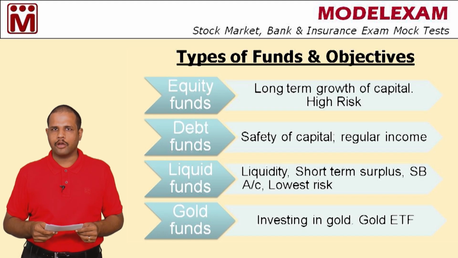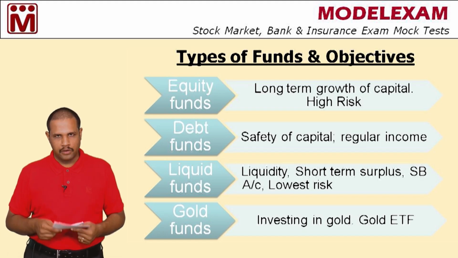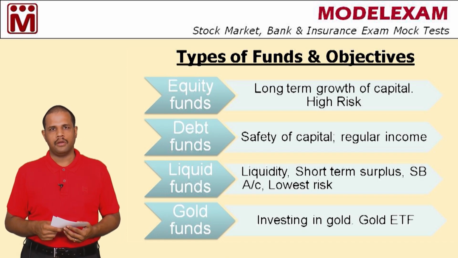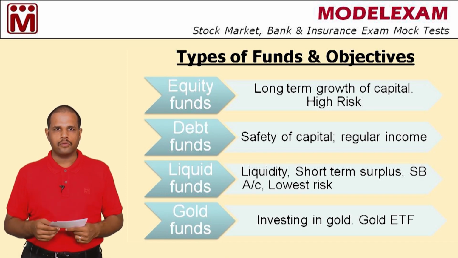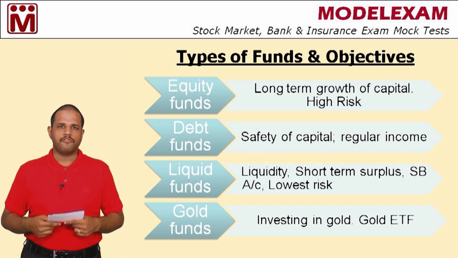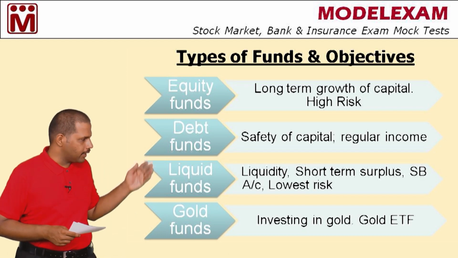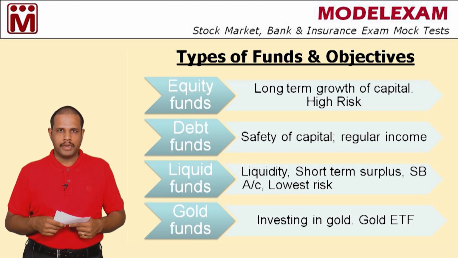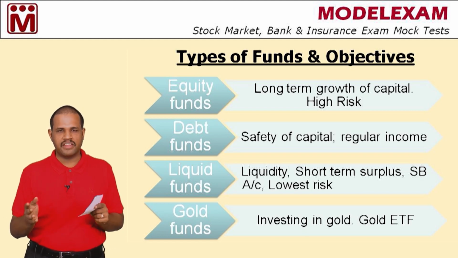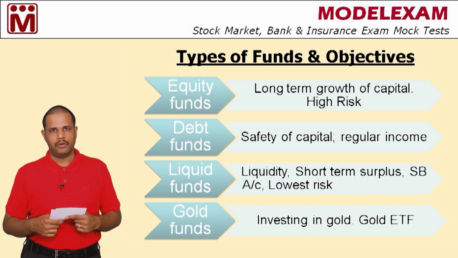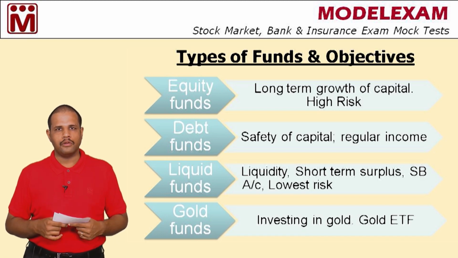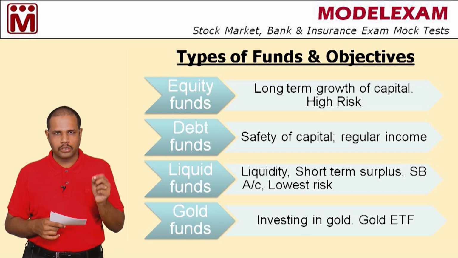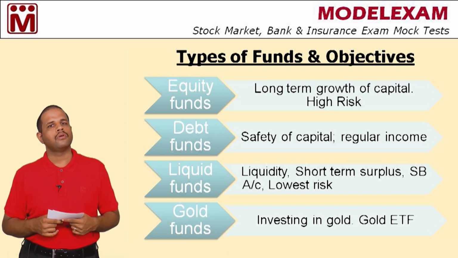And the third category of fund is liquid funds. It is a special category of debt fund. Liquid funds are those where the funds are invested in the money market. Money market is a market where the maturity is less than 1 year. So liquid funds are mainly used by corporates to park their short-term surplus amount.